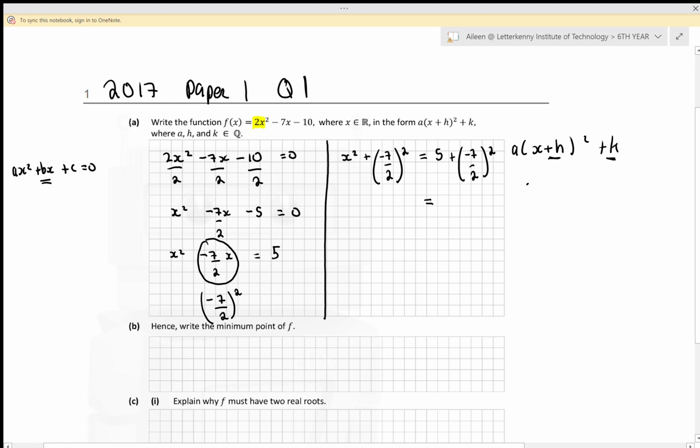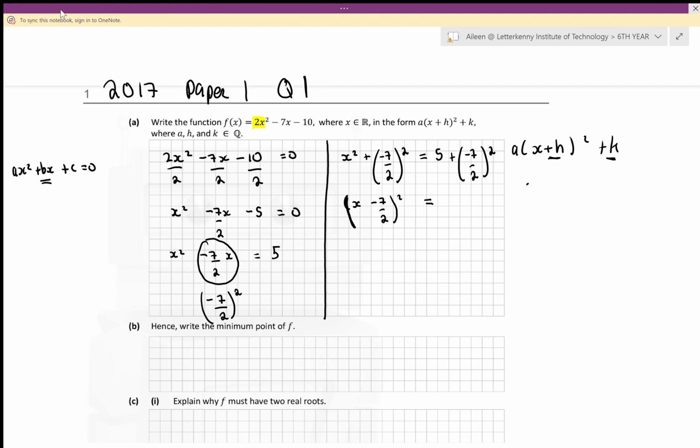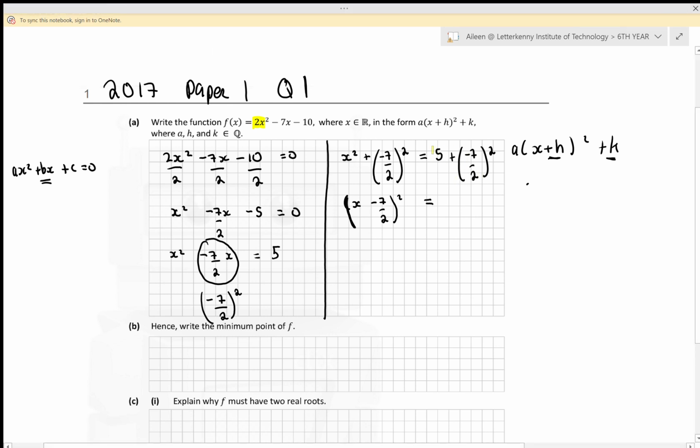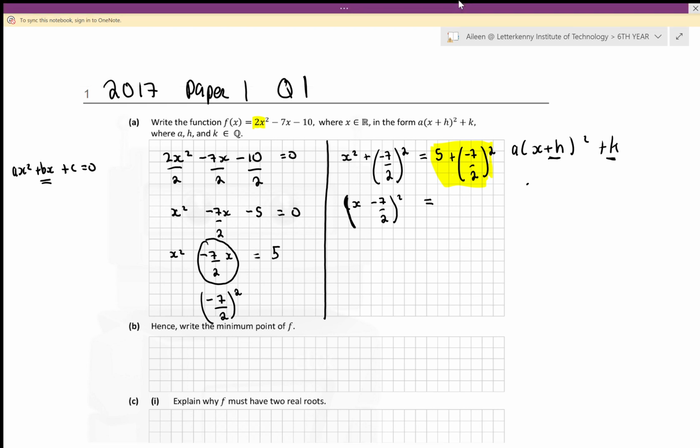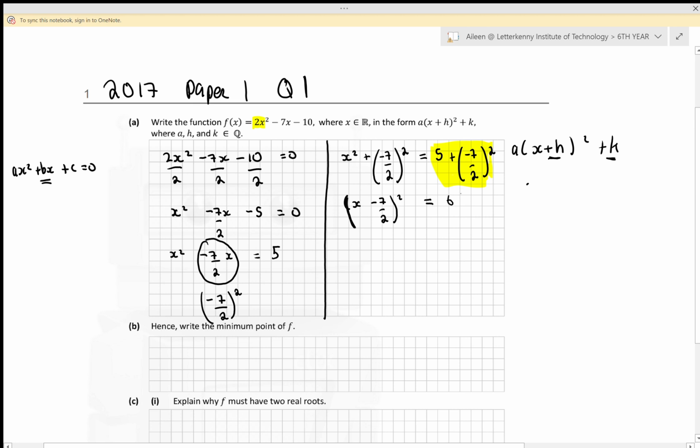From here, we group together our values that are squared on the left-hand side of our equation. So we're going to group together x minus 7 over 2 and bring the square to the outside. And then taking our right-hand side, we are going to simplify this by grouping together those like terms. So into our calculator, 5 plus, in brackets, minus 7 over 2, close your bracket, squared, which gives you 69 over 4.